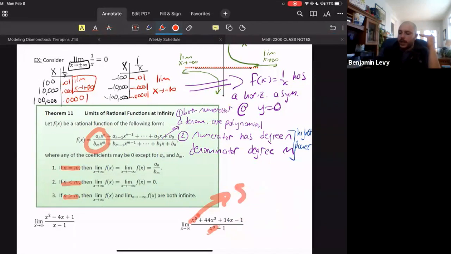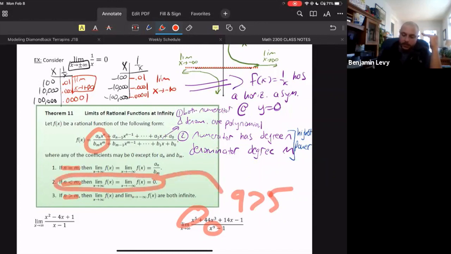And so just looking ahead, that's one where the power in the bottom is bigger than the power in the top, right? 9 is bigger than 5. And so that's this case right here. We'll look at this more carefully, but that's the way to think about this table.